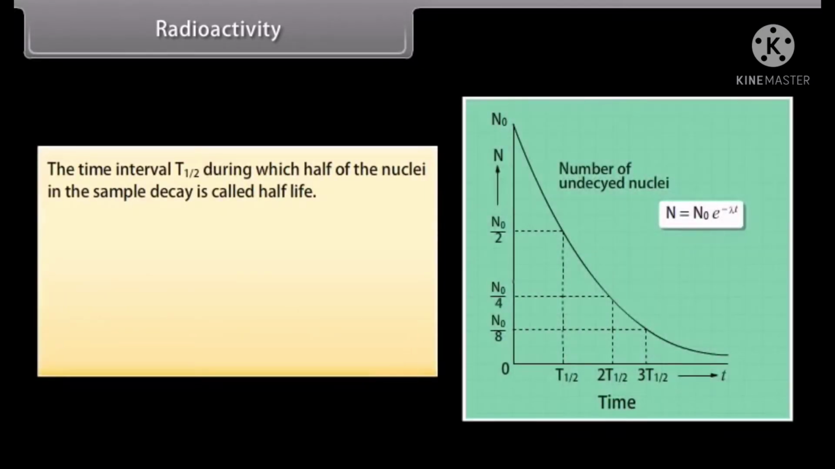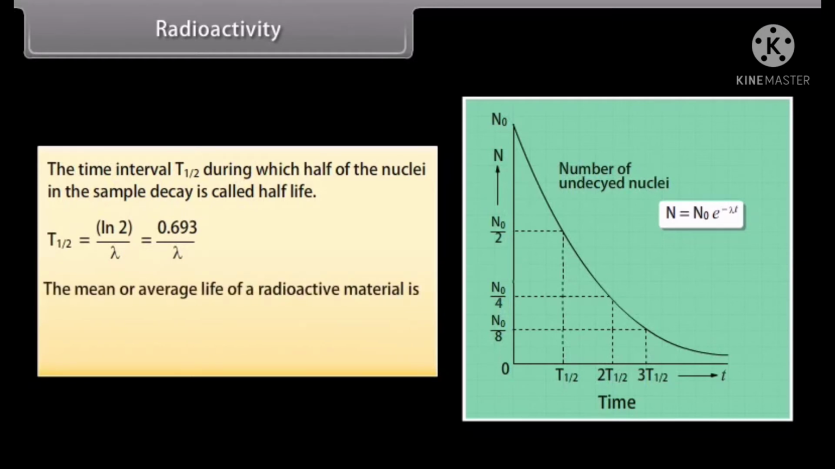Radioactivity. The time interval t½ during which half of the nuclei in the sample decay is called half-life. t½ = ln2/λ = 0.693/λ. The mean or average life of a radioactive material is τ = 1/λ.